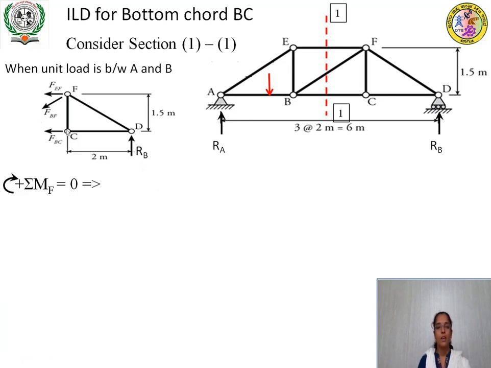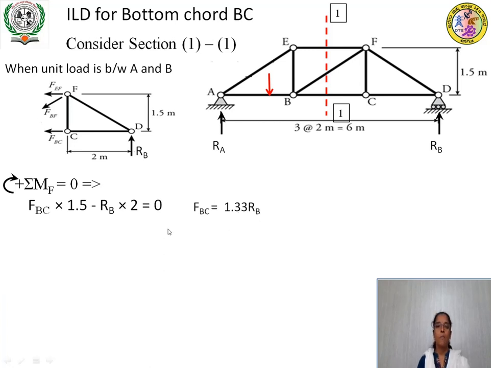So this BC is inducing clockwise moment about F. Therefore, FBC into height is 1.5, and RB is inducing anticlockwise moment about F. Therefore, minus RB into 2 meter, that is equal to 0. Therefore, force in member BC is equal to 1.33 times of RB.